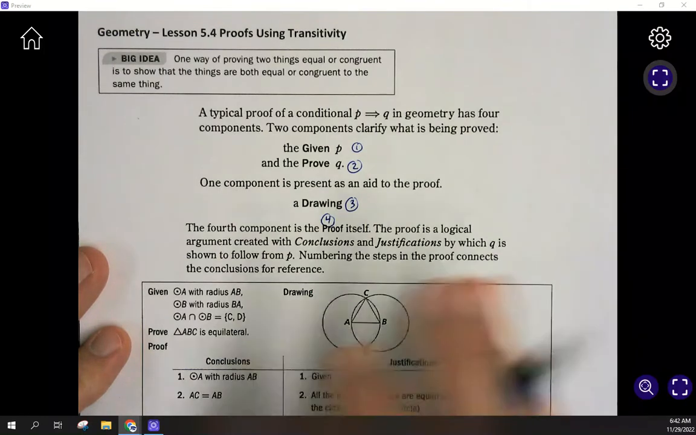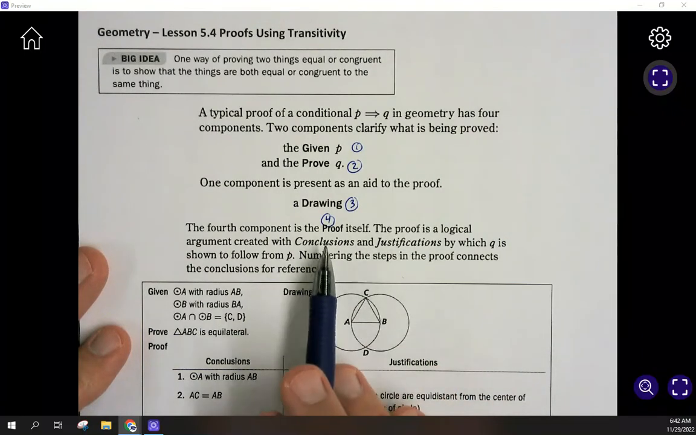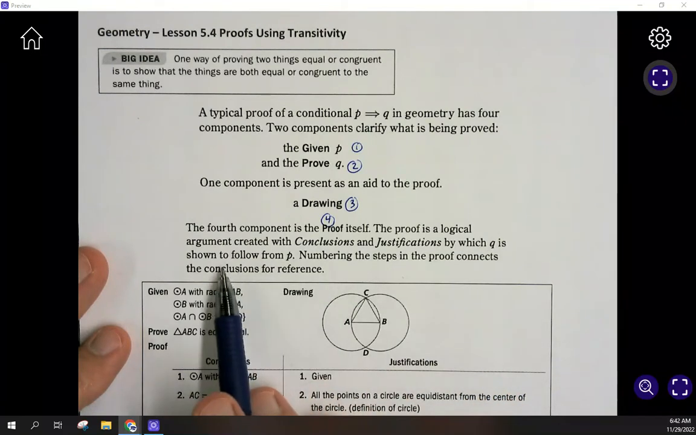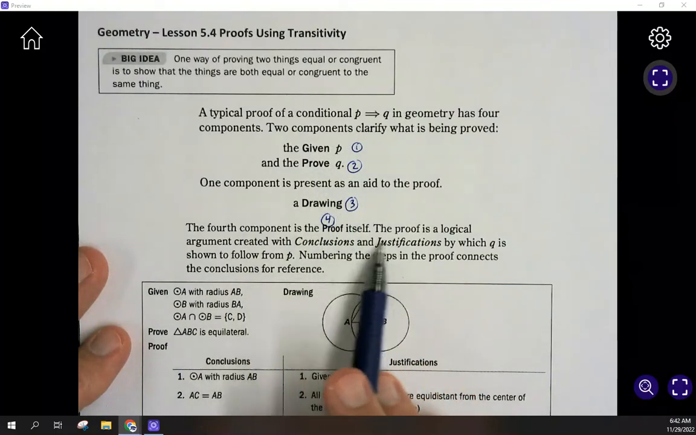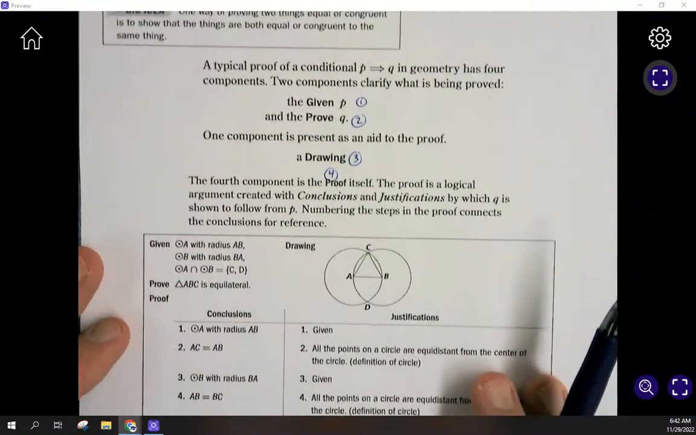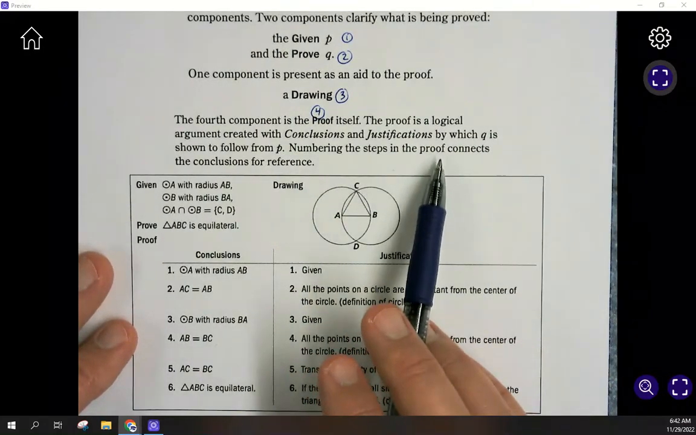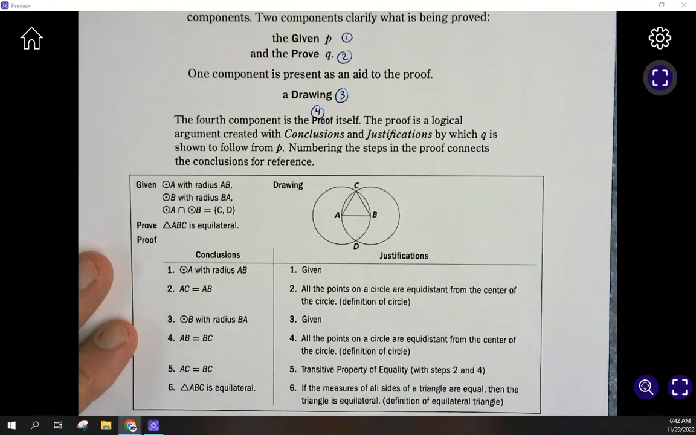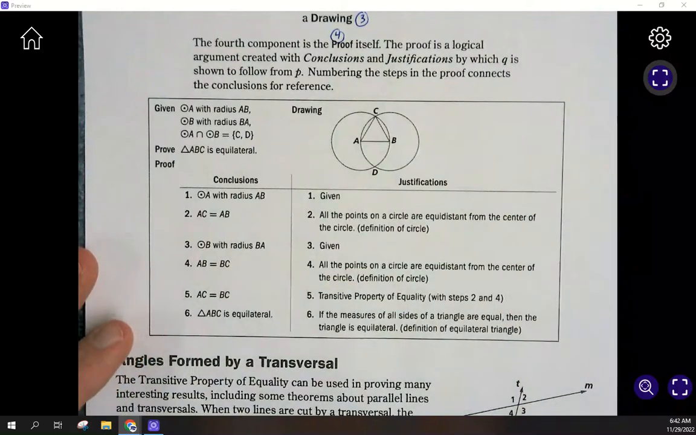All right, so a proof is a logical argument. We have conclusions and justifications. So we're allowed to conclude this, here's why. We're allowed to conclude this, here's why. And then Q is shown to follow from P. We start with P and we eventually get to Q through all of these conclusions and justifications. We number the steps in the proof so that we can connect the conclusions to the justifications and we know which one matches which.